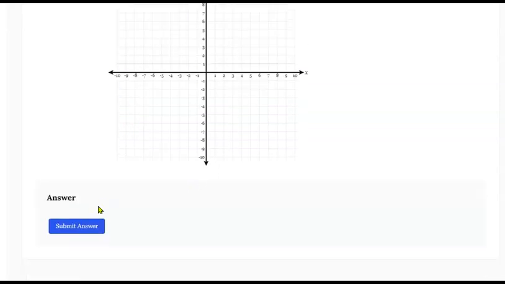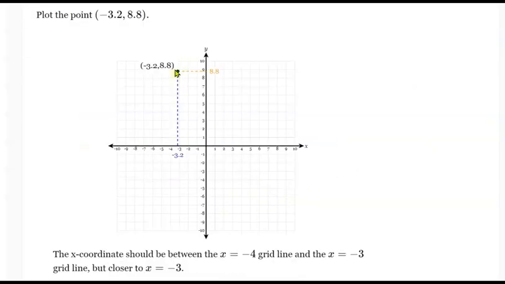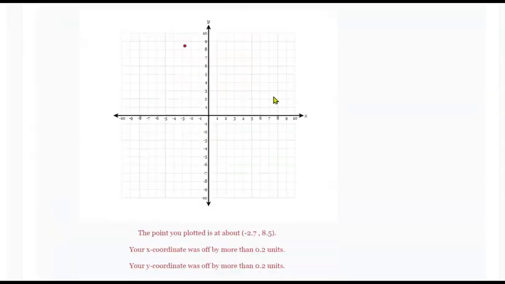So I'm going to click here to submit the answer so that you can see that that's where the correct answer should have been. And it will show you where yours is down here. And it will even tell you where you put it. You accidentally put it at -2.7.